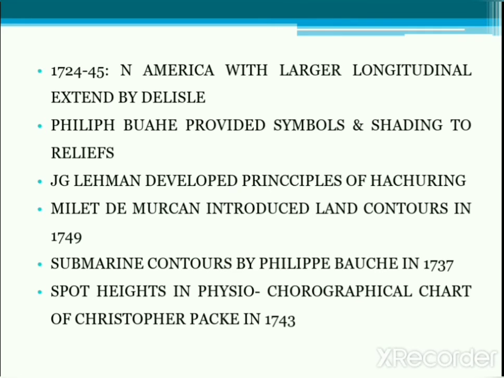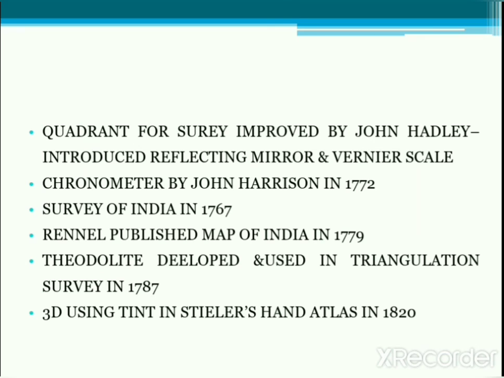The system of representing relief with contours also began by this time. The land contours were first used by Meurant in 1749 and the submarine contours by Philippe Buache in 1734. The use of spot heights in the earliest British maps also appeared. It mainly appeared through the work of Christopher Packe's physiographical chart of Kent in 1743. The method of emphasizing the 3D using tint appeared in Steele's Hand Atlas, which was published in 1820.